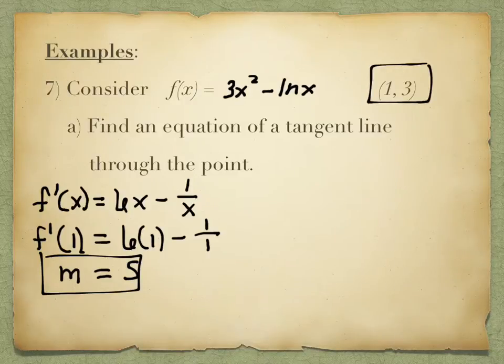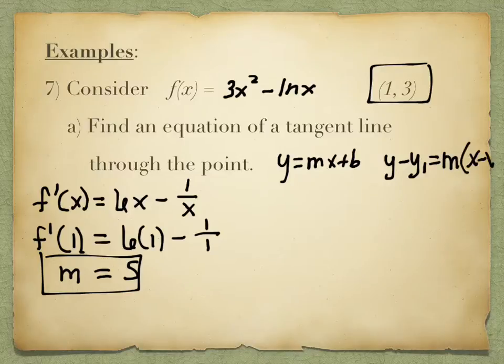Do you remember what I do when I have a slope and a point? This is algebra now. There's a couple of ways you can do it. You can do y equal mx plus b if you'd like. There's another one. y minus y1 equals m times x minus x1. Either of those will work.